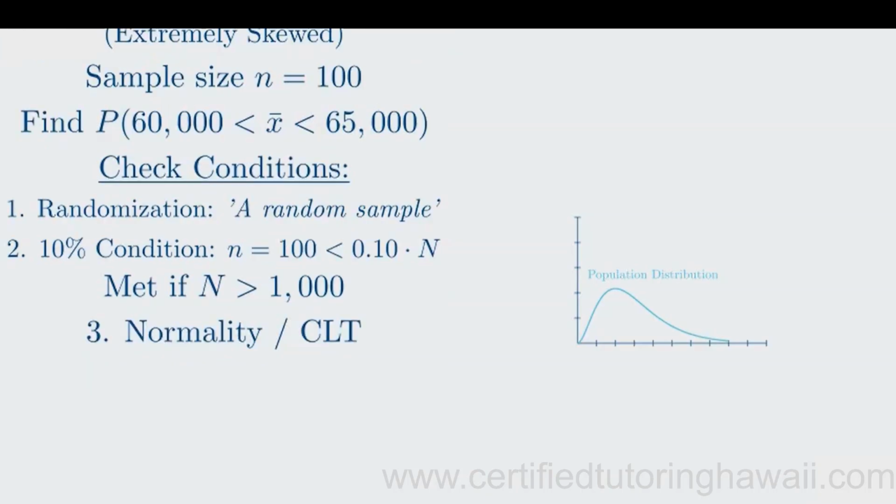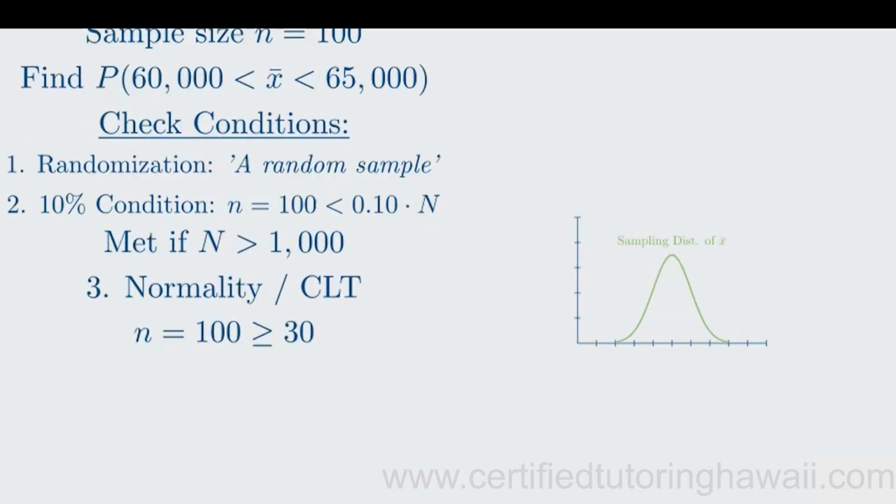However, our sample size n is 100. Since 100 is significantly greater than 30, the central limit theorem tells us that the sampling distribution of the sample mean will be approximately normal. Even with extreme skewness in the population, a sample of 100 is generally large enough to smooth out that skew in the distribution of the means.